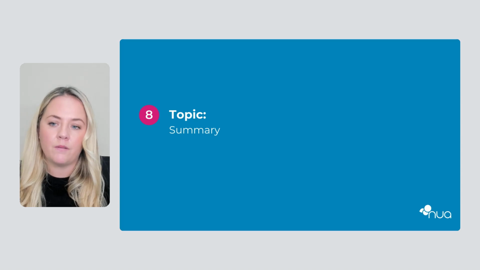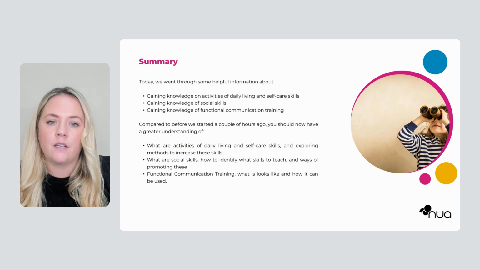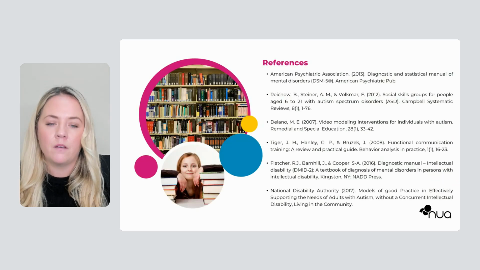Okay, to summarize what we've gone through today. Today we went through some helpful information about gaining knowledge on activities of daily living and self-care skills, social skills, and functional communication training. Compared to before we started, you should now have a greater understanding of what activities of daily living and self-care skills are, and some methods to increase these skills. What are social skills? How do we identify what skills to teach, and how do we teach these? And also functional communication training, what this looks like and how it can be used.